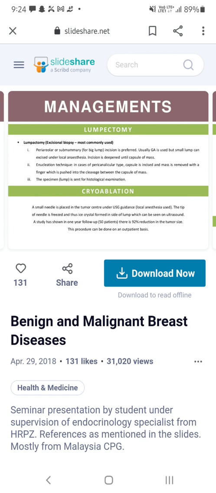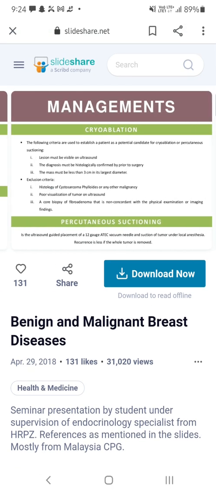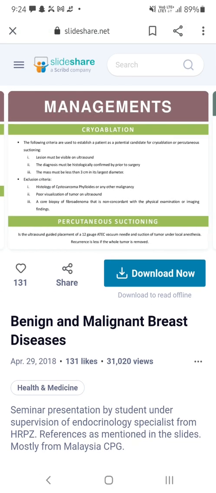As shown in the 1 year follow-up, 92% success will be achieved through the cryo. So this is the main procedure that they can do for fibroadenomas. Lesions must be visible on ultrasound. The diagnosis must be histologically confirmed. The mass must be less than 3 centimeters. Then only we have to perform the cryoablation.